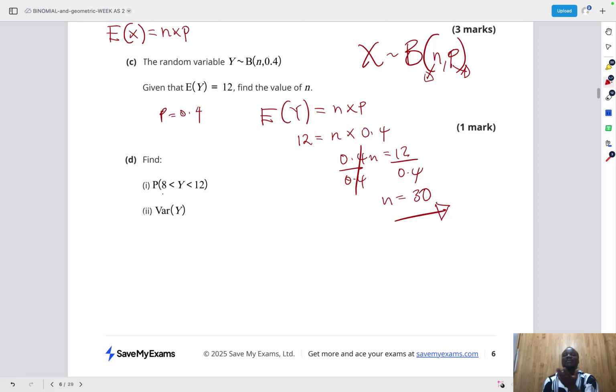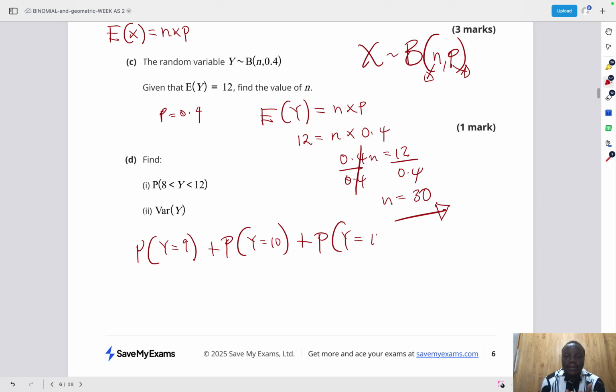So if you look at this, you can answer this in different ways. They are saying find the probability that this person is successful more than 8 times but less than 12 times. So this is simply the probability that X, or not X, I'm sorry, I'm used to X. This is just the probability that Y is equal to 9 plus the probability that Y is equal to 10 plus the probability that Y is equal to 11. It cannot go up to 12 because I said less than 12.